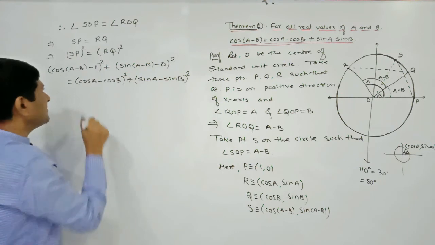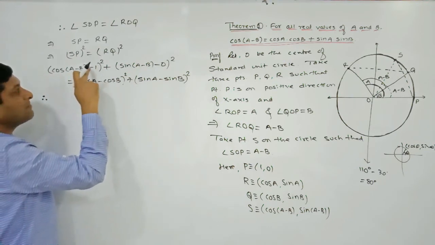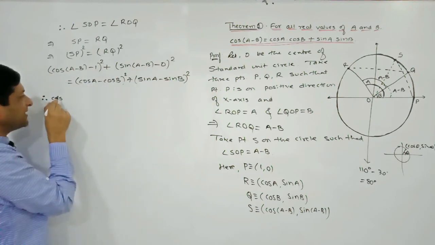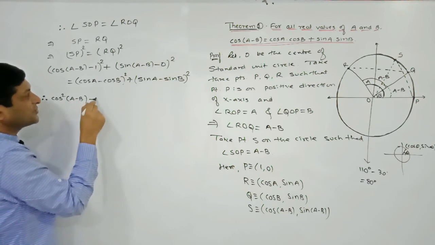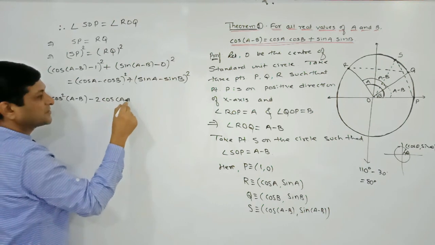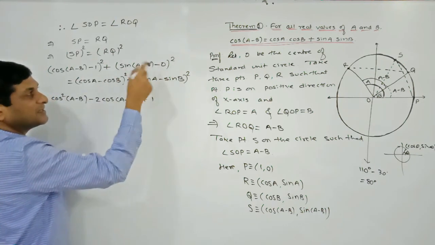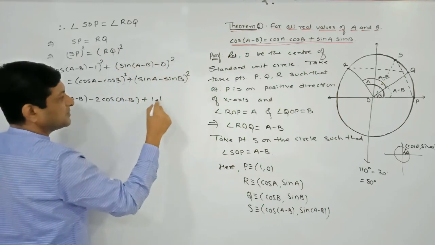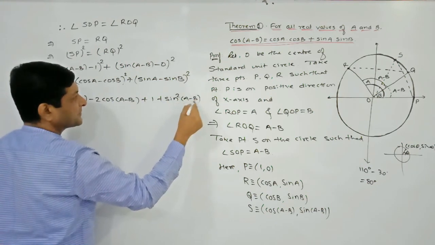Now let us find the expansion of this bracket, applying the formula (a minus b) whole bracket square. So what is its expansion? a square means cos square(a minus b), minus 2ab, where ab means cos(a minus b) into 1, which is cos(a minus b), plus b square means 1. And here the difference of these two terms is sin(a minus b), and the square of sin(a minus b) will be sin square(a minus b).